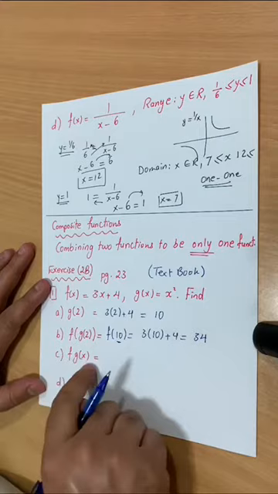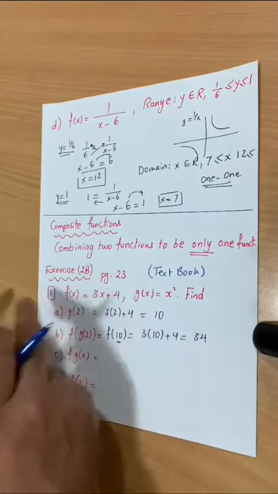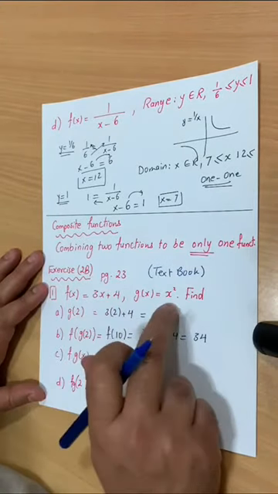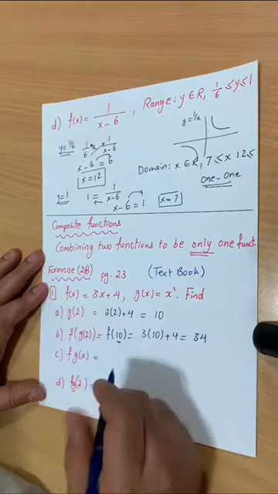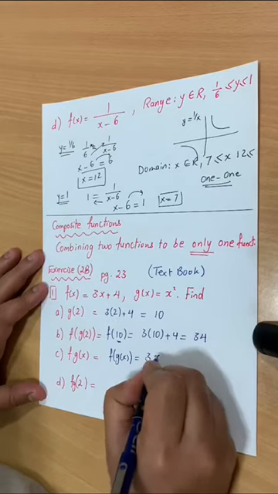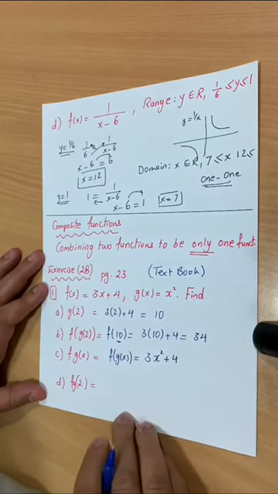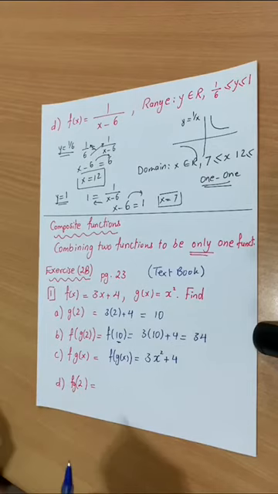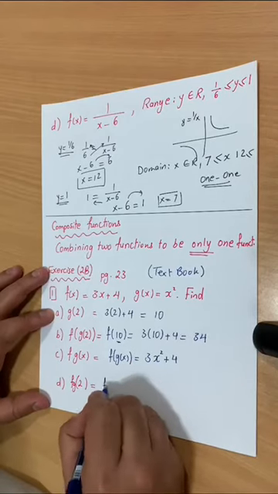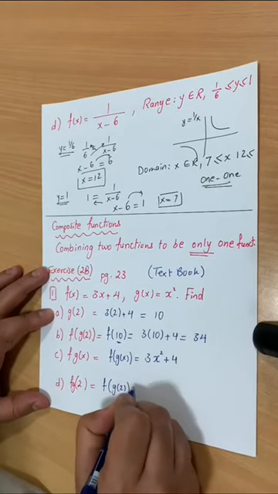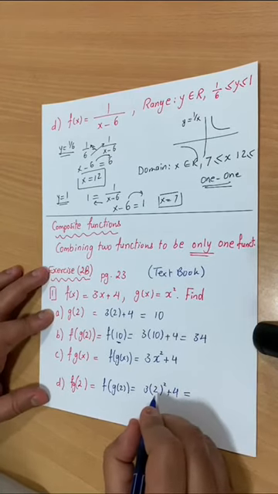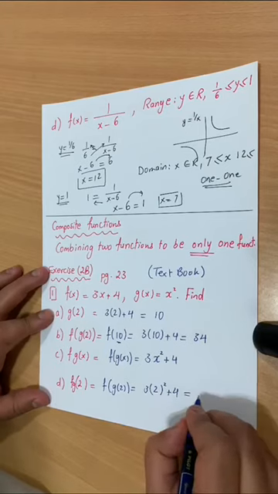Now, f of g of x means you have to use g into f without replacing any values. You just replace the x variable with x squared, because you're going to use this into this. So f g of x equals 3 times x squared plus 4. Now it's required to find f g of 2, which means you replace x in this function with 2. So f g of 2 is 3 times 2 squared plus 4. 3 times 4 is equal to 12, and 12 plus 4 is 16.